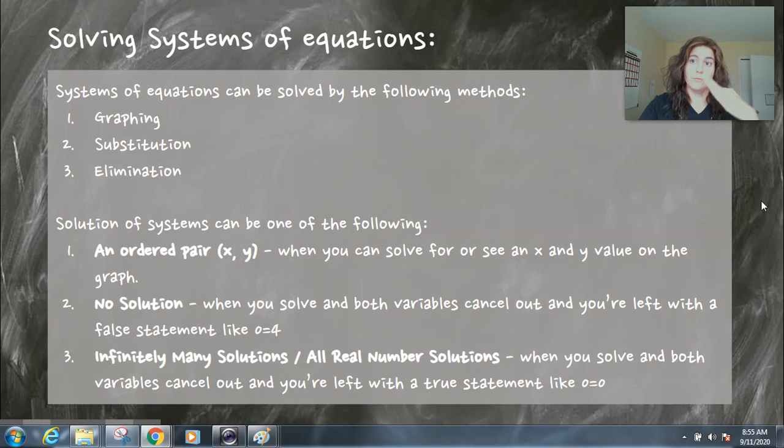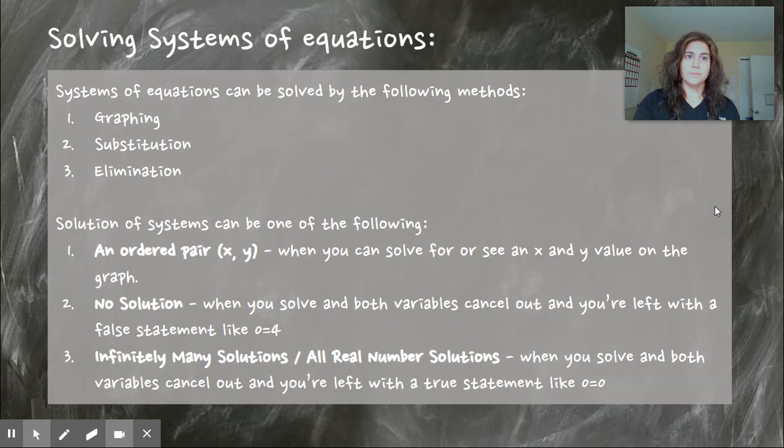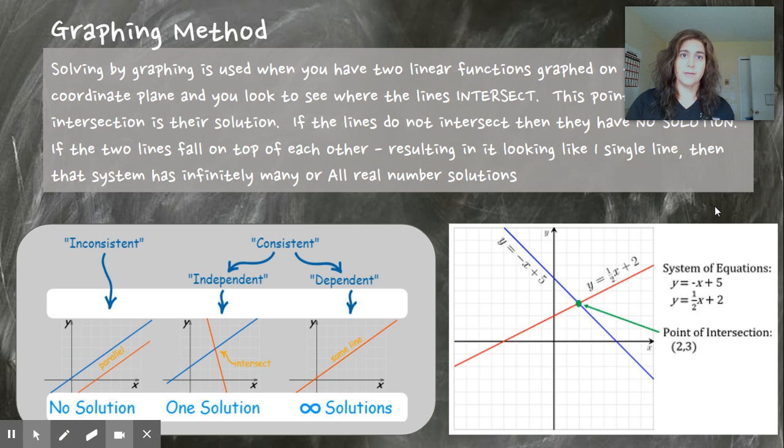So if I was to graph one line and then I take the second line and graph it, they're going to fall right on top of each other. They're going to share every single point. So that's the background of our solution types. Again, each method has its pros and cons depending on how it's given to you. Okay, so the first one is our graphing method.